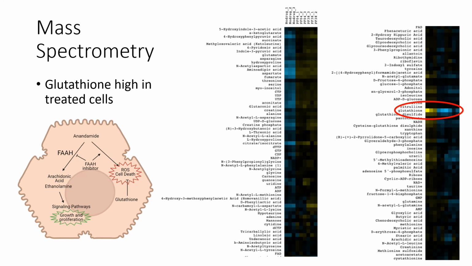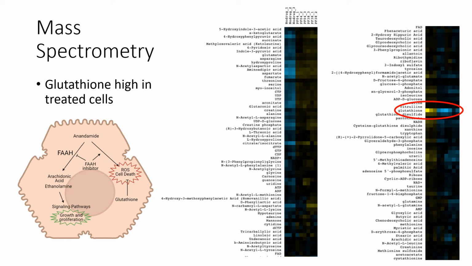Shown here is a heat map of relative quantities of metabolites in treated versus untreated cells, which we obtained by running our samples on a mass spectrometer. The first three columns are the control untreated cells, the next three are PF044 treated, and the final three are PF3845 treated. Blue corresponds to higher levels of expression, whereas yellow is lower.